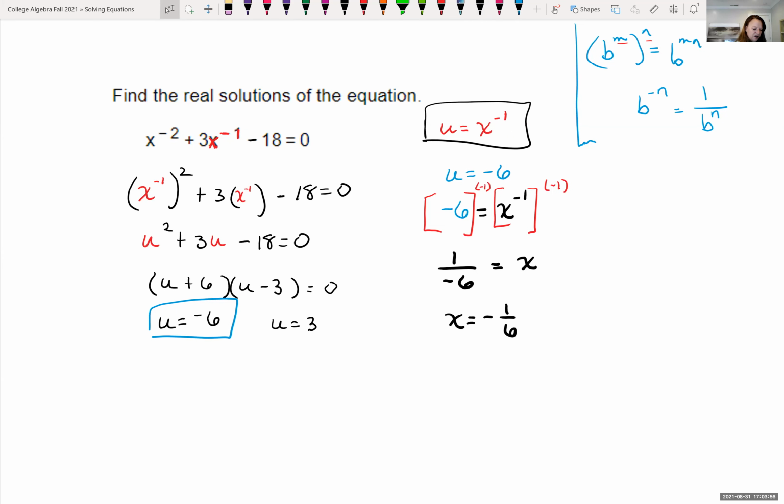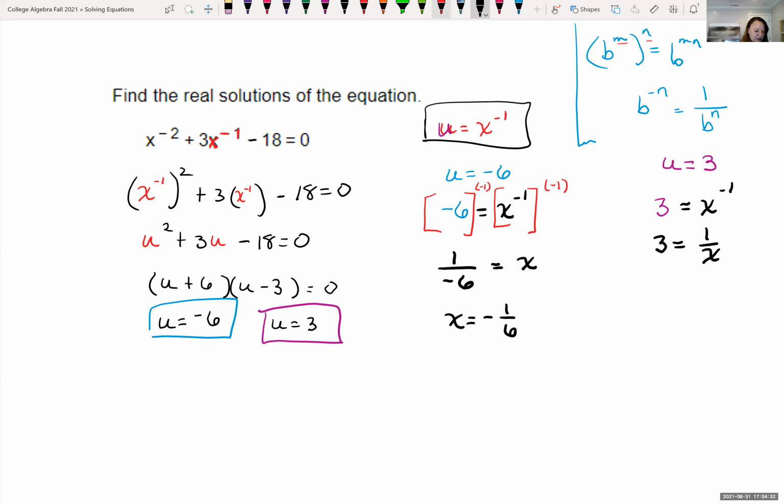Okay, so we also need to go to the other value we got for u and solve for x. So let's look at when u is equal to 3. We're going back up here where we set u, so 3 is equal to x to the negative 1 power. Just because I said there were two ways to do this, let's look at this the other way. Let's rewrite this as a positive exponent. This is 3 equals 1 over x. Notice I need to clear my fraction.